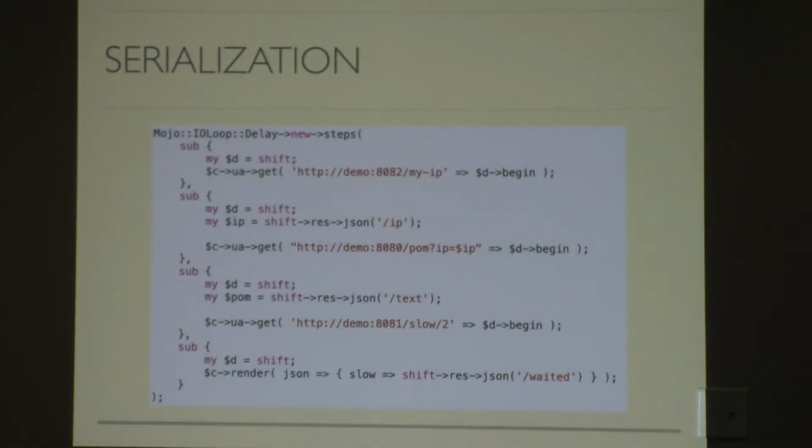Here's serialization. If we wanted to, here's our first step. We go get our IP. Now we need the IP address for our second step, so we have to put it into another step. Those couldn't run concurrently. Once we have our phase of moon, we're going to make a slow call. That could have been in parallel technically, I guess, but yeah. So once we get our result, we're able to do our render here.